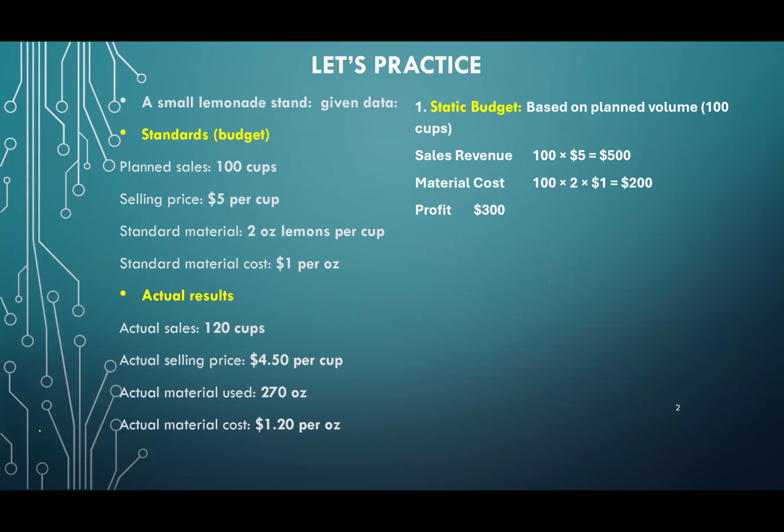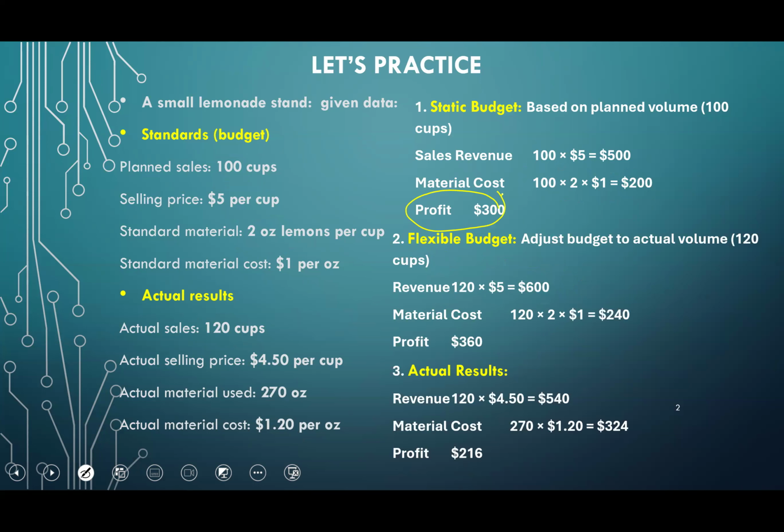You can also see that if I were to subtract the material cost from my revenue, I can get a profit of $300 budgeted. So I'm expecting an income or profit of $300 from this exercise. Okay. What happens actually?